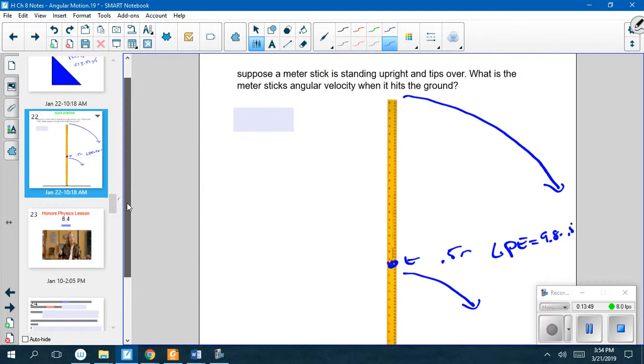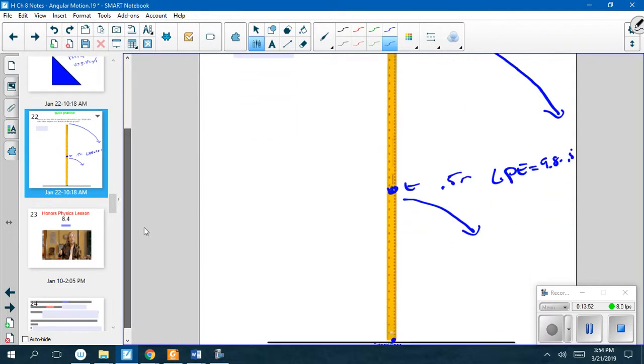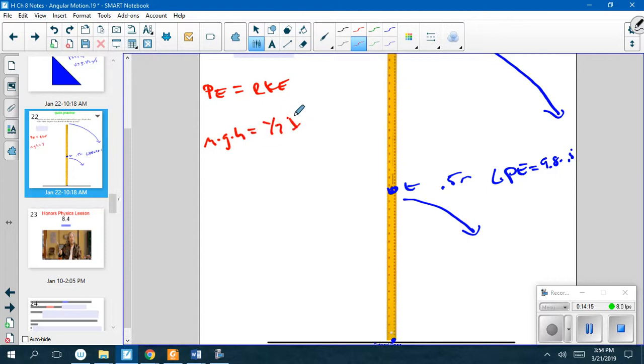So 9.8 times 0.5. Now, as far as its rotating length, the whole thing is going to rotate around this point, and the whole thing is going to go down. That's going to make our rotation. But this is our center of gravity, just like with our high jump lab, we're measuring from our center. So in this case, our potential energy should equal our rotational kinetic energy, because the whole thing is rotating.